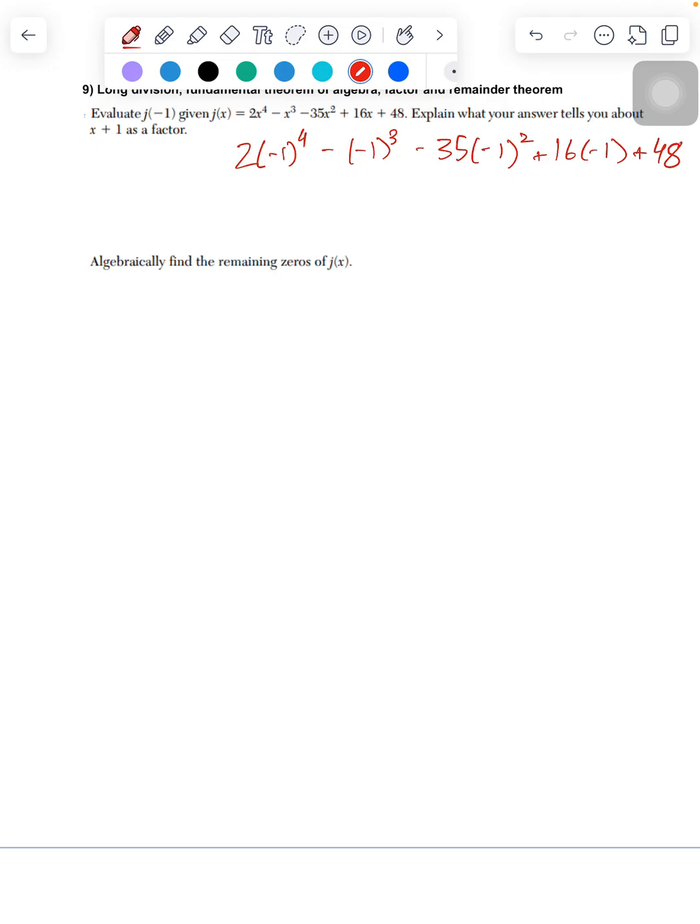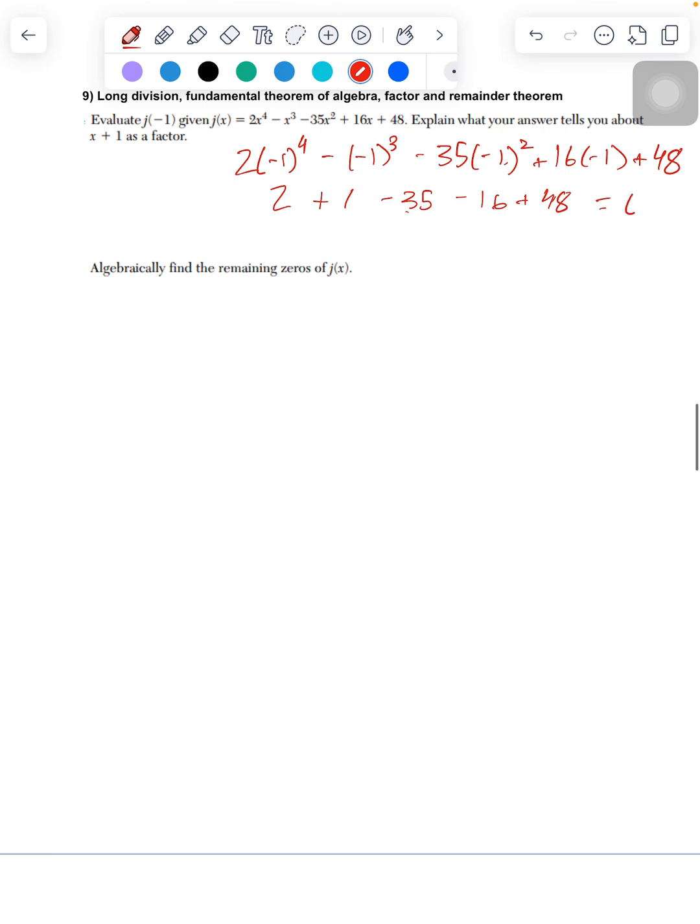All right, so this is going to be 2 times 1. -1 to the 4th is 1. This is going to be -1 to the 3rd power is -1, so it's going to be plus 1. -1 squared is 1, so it's going to be minus 35. 16 times -1 is going to be minus 16 plus 48. All right, so 2 plus 1 plus 48 is 51. Minus 35 minus 16 is 0. So this whole thing is going to give me 0.